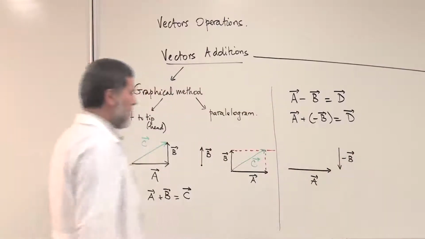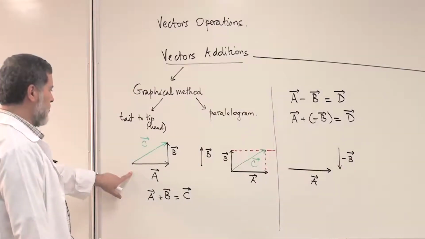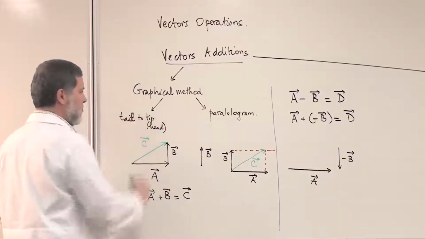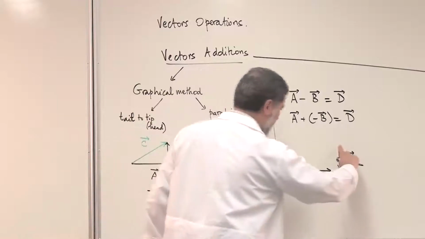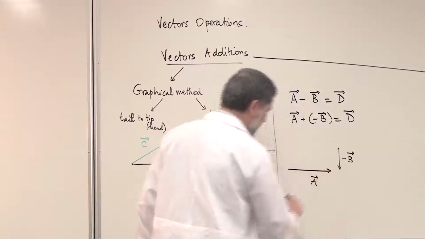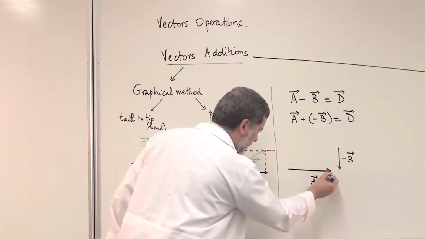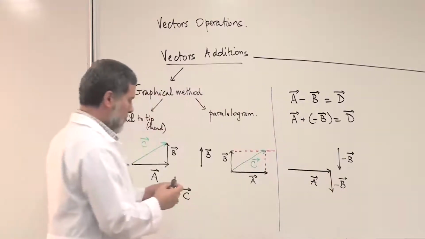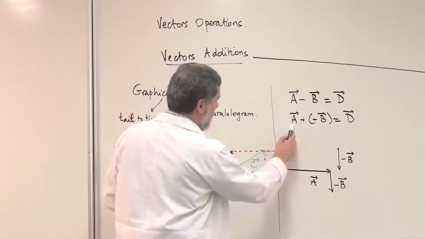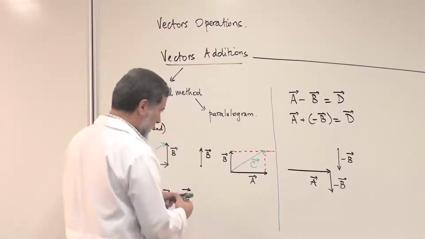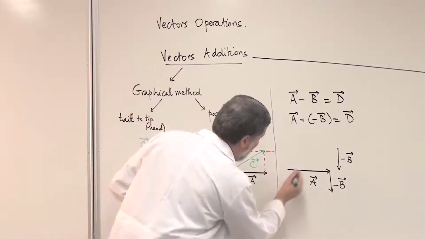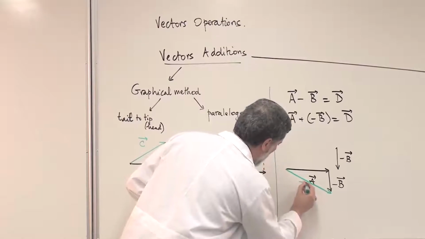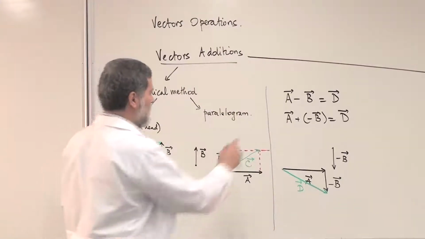And I'm going to add them using the same method, which is the tail to tip method, okay? So I bring the tail of B to the head of A, and I draw it here. So this is my minus B, and I'm going to add them. I'm going to add what? Add A and minus B. So I will get a vector D, which will be going like this. This is my vector D, which is equal to A minus B.